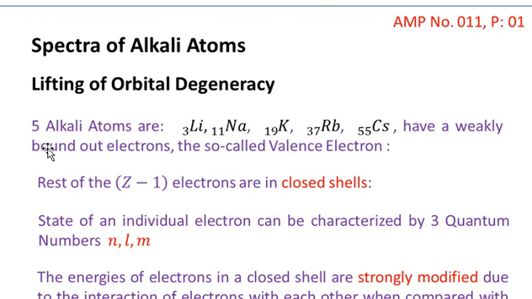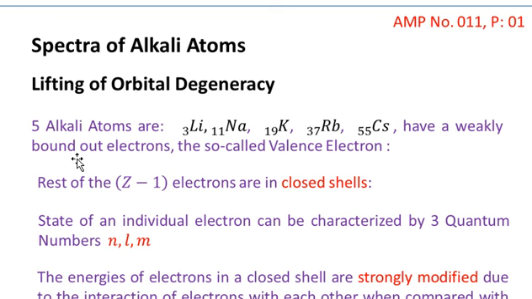Out of the six, five alkali atoms are listed. For example, lithium 3, sodium 11, potassium 19, rubidium 37, cesium 55. And these numbers, which I have written as a pre-subscript with these elements, are actually the atomic number, or the Z number, of these elements.